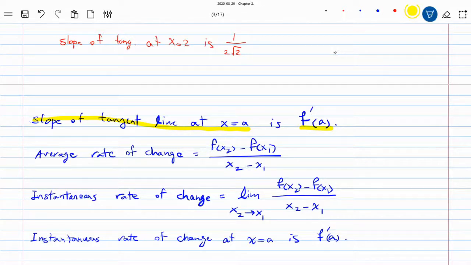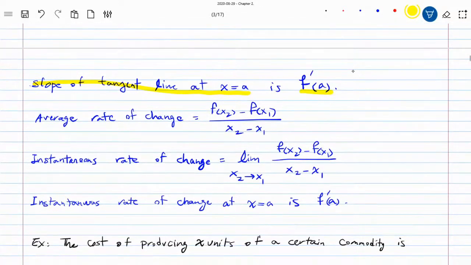There are a couple more definitions. Average rate of change. Rate of change is the change in y divided by change in x. Change in y, you can always show it as f of x2 minus f of x1 divided by x2 minus x1. That's how we calculated the slope originally. We estimated by calculating this difference. This is the average slope.